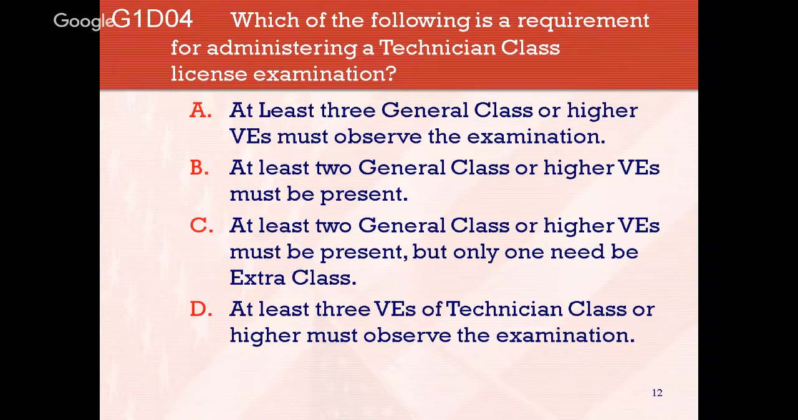So which of the following is a requirement for administering a tech class license examination? I mean, it's right there at the top of the list. You have to have at least 3 general class or higher VEs to observe the examination and to administer. And that's just for the tech class. They cannot administer the exam for a higher class license than tech if all 3 of them are general class, or even just one of them.